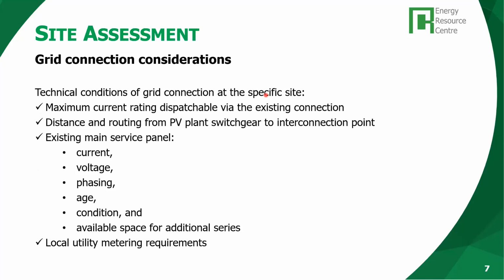Also, the grid connection considerations. The maximum current rating that can be dispatched through the existing connection. Distances, the routing, the different cabling or electrical layout that we will have to come up with, from any switchgear to interconnection points with the utility, with the electricity company, the existing service panel in terms of current, voltage, phasing, how old that is, the condition that it is in, the available space for more electrical connections, and obviously the utility metering regulations and requirements.